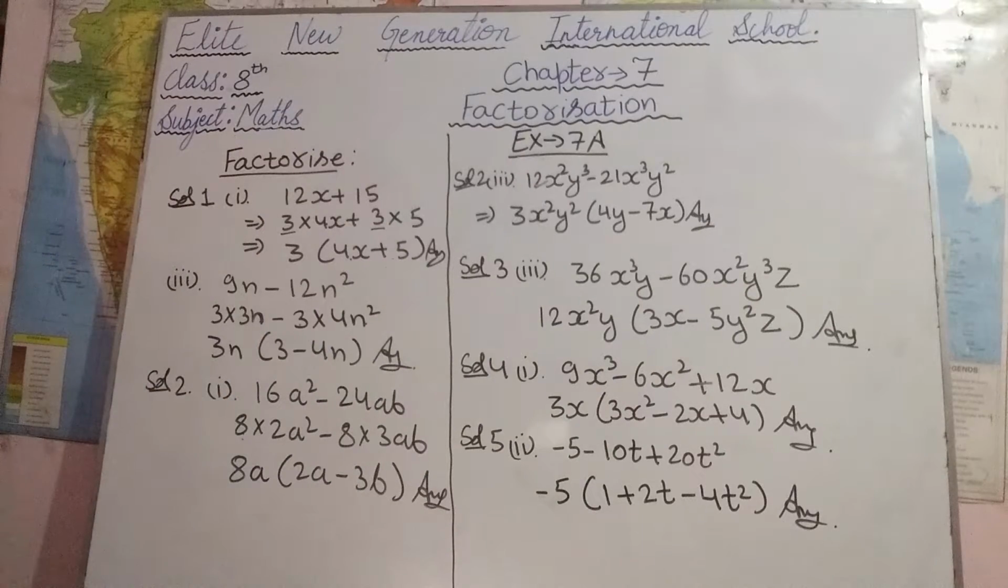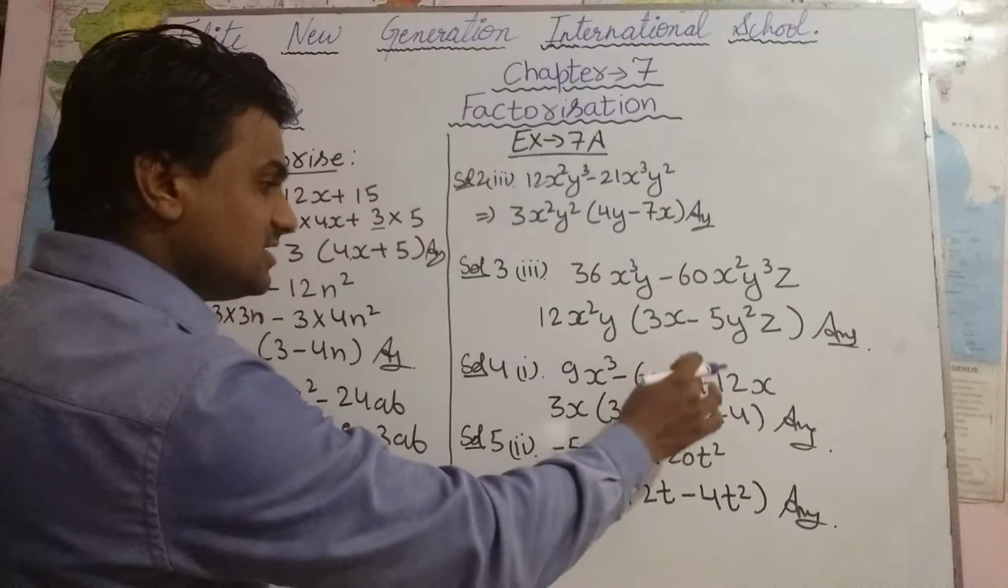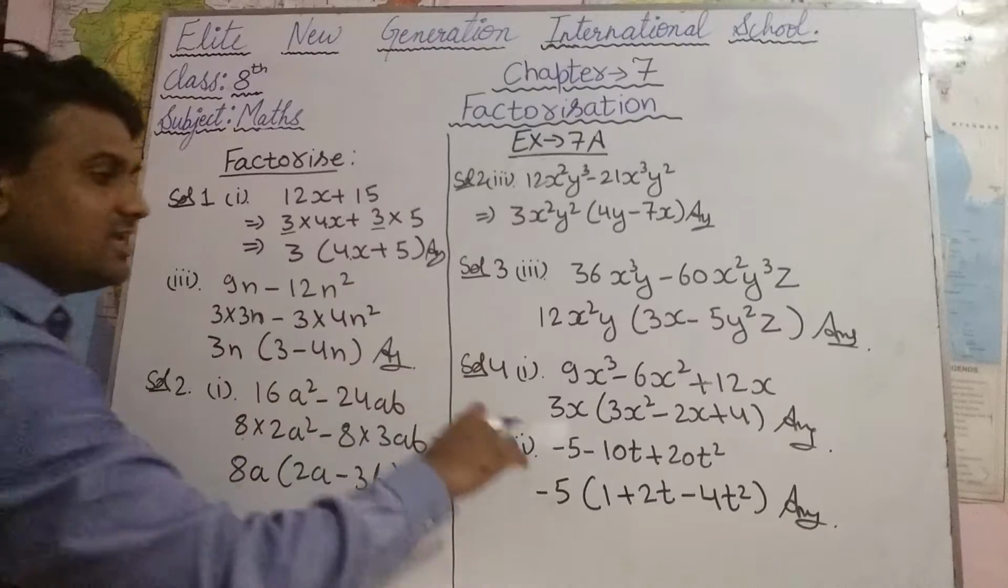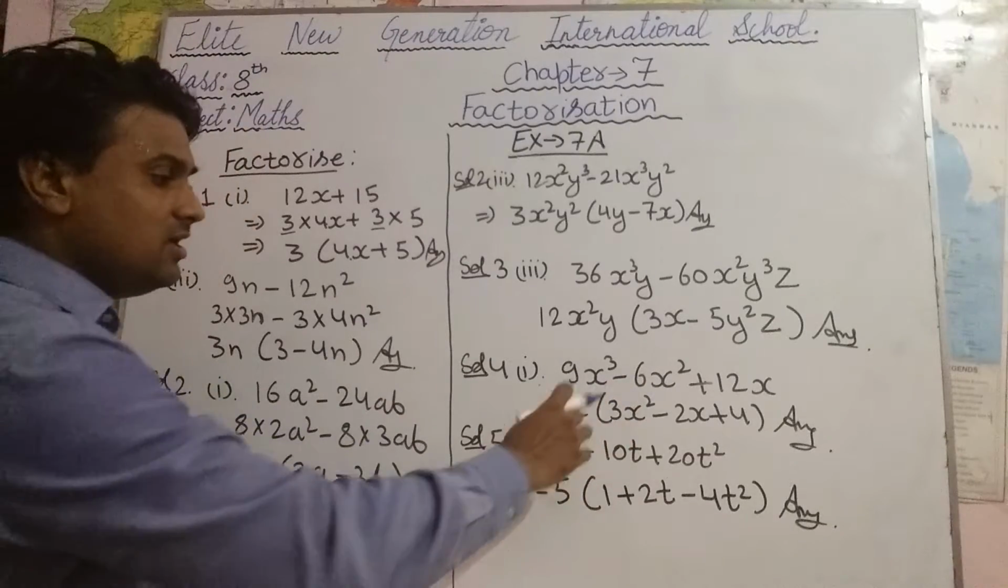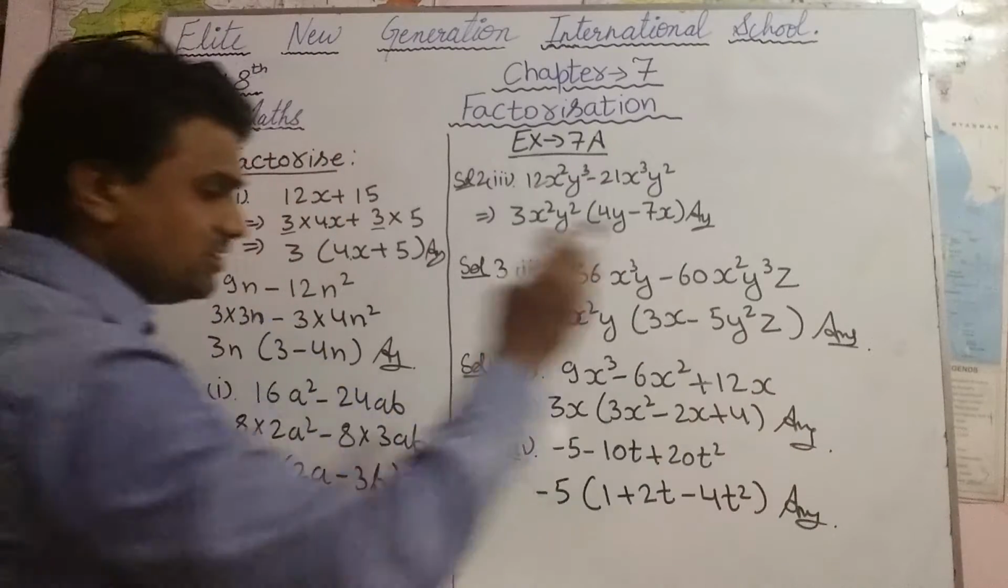Now after this, see question number 4, first part. Here we have 9x cube minus 6x square plus 12x. So from this we can take 3x as common. So when we take 3x common, it will be 3x square minus 2x plus 4. This will be the answer.